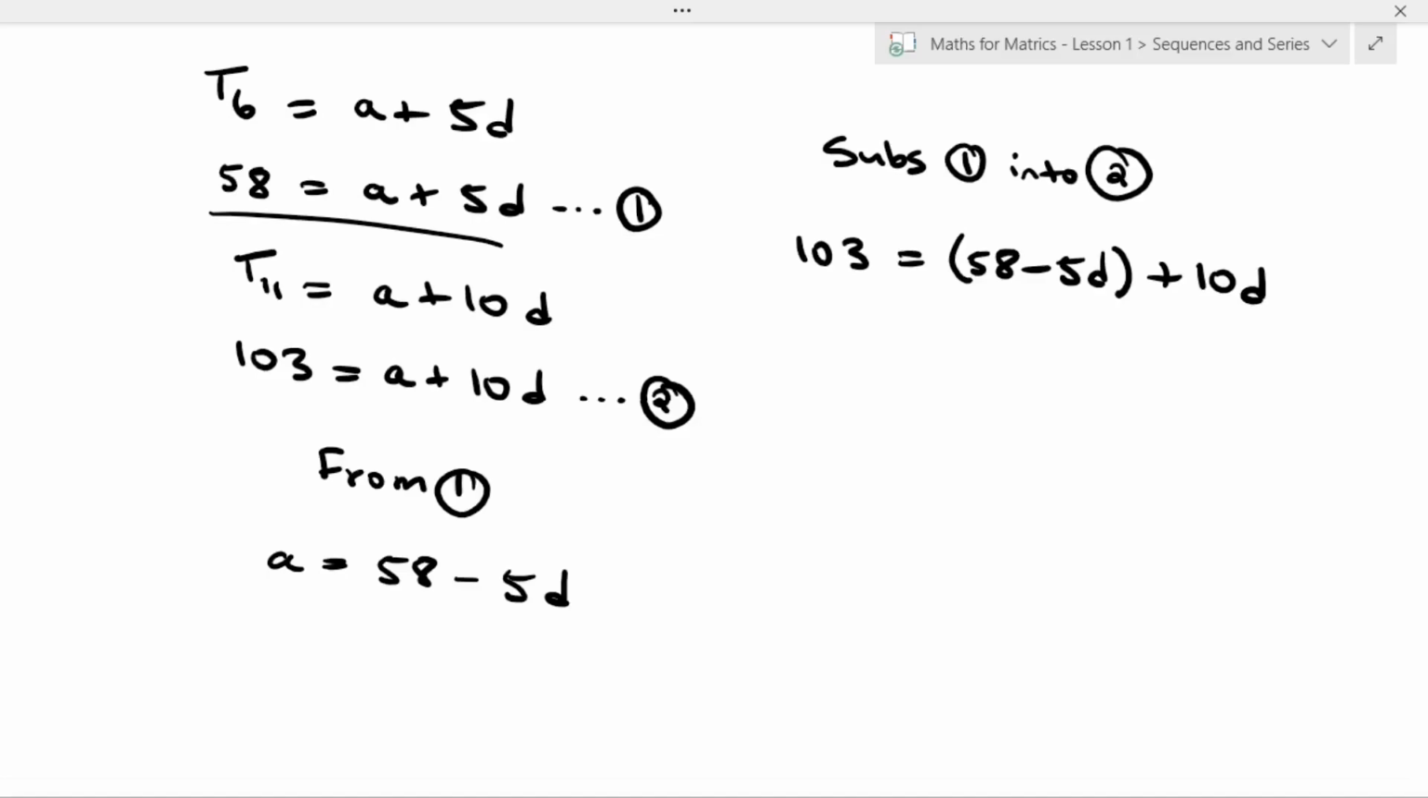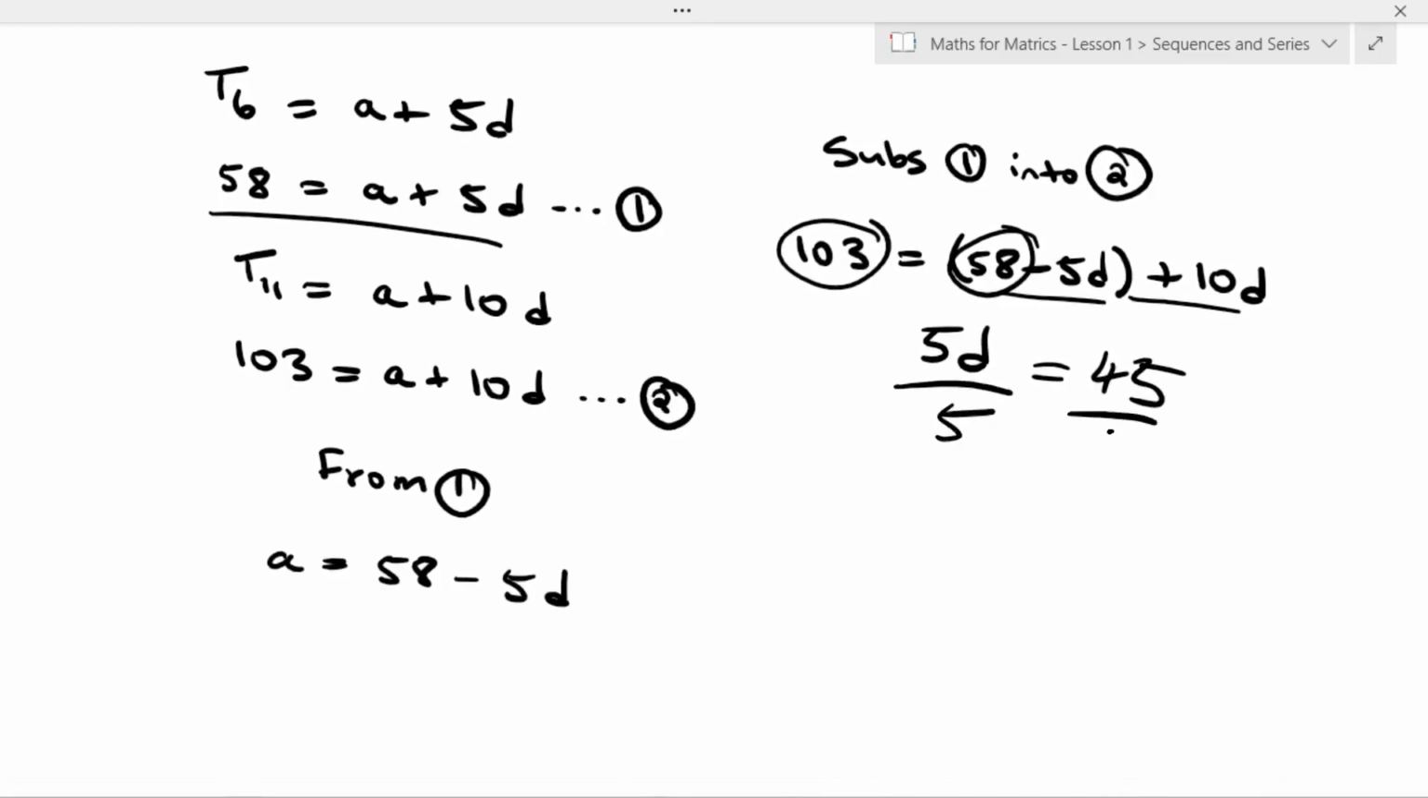It looks like the brackets have no effect on our equation. So let's go ahead and look at the like terms. 10d minus 5d is equal to 5d. And 103 minus 58 is equal to 45. If we divide both sides by 5, these two 5s cancel each other. And 45 divided by 5 is equal to 9. Therefore, d is equal to 9.